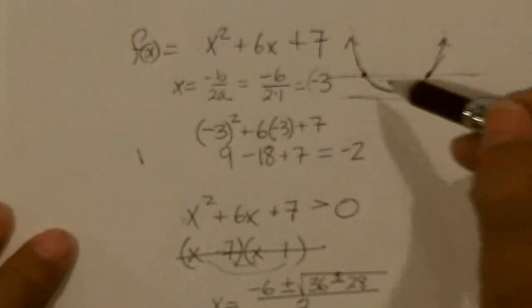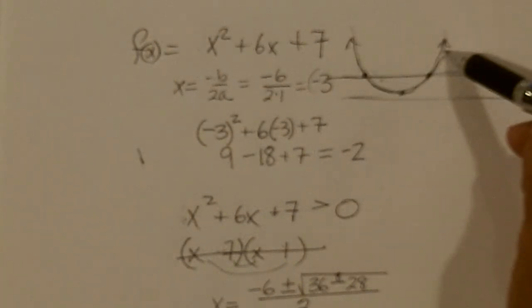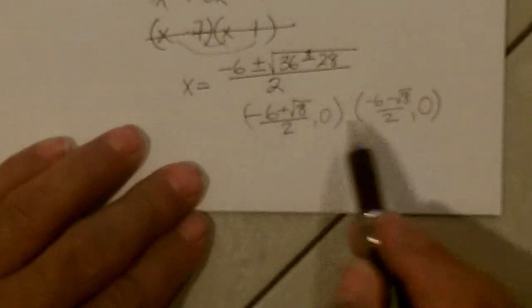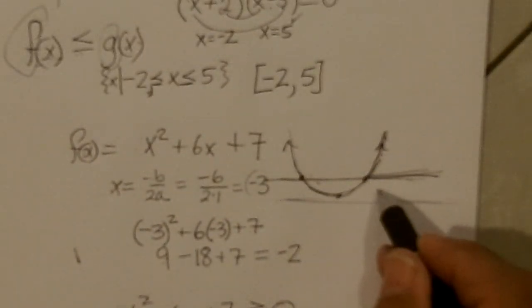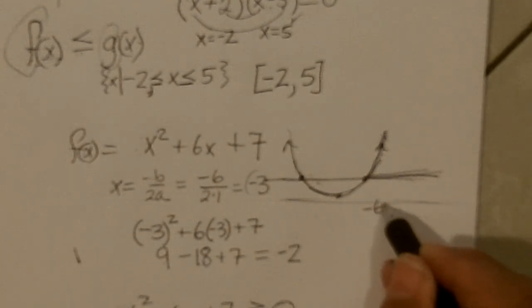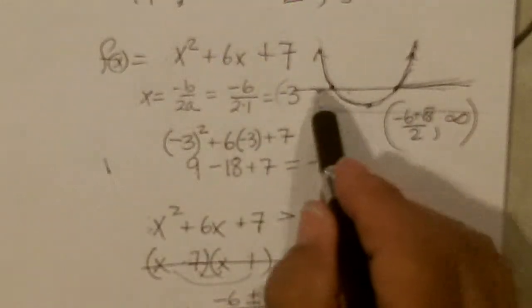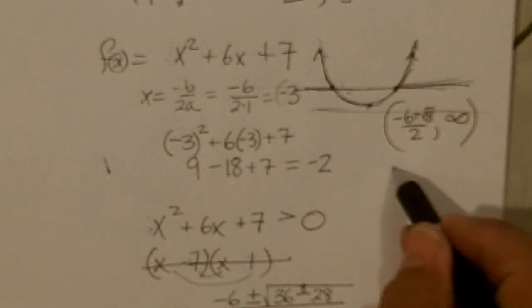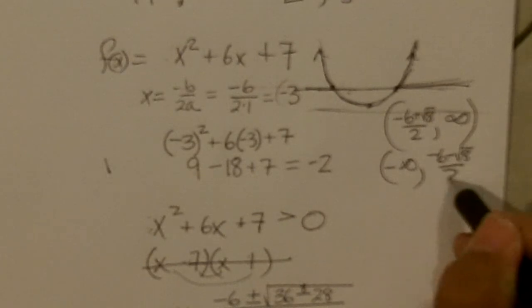So part of this parabola is below the x-axis and part is above. And it asks for when is the parabola positive. The y values are positive when x is greater than the negative 6 plus the square root of 8 over 2. So it's positive on the interval from negative 6 plus the square root of 8 all divided by 2 out to infinity. It's also positive over here. It's above the x-axis. So it's positive for x from negative infinity up to this place. So from negative infinity up to negative 6 minus the square root of 8 over 2.